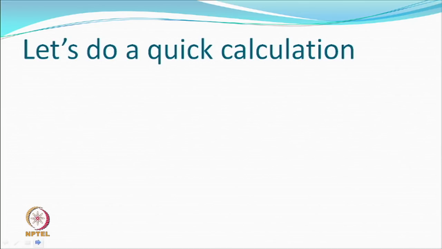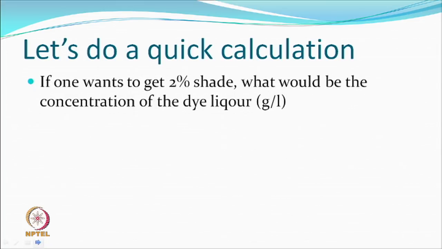So let me just say, because we are still on this topic, a small calculation. This is not to check your mathematics. Can you just tell me, if I want to dye a fabric at a 2% shade, you understand what a 2% shade is? It is 2 grams per 100 grams of fiber. So you dye it from a dye liquor, and we express the concentration, let us say, in grams per liter.